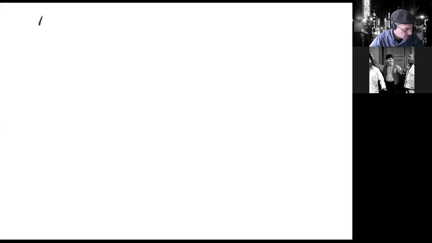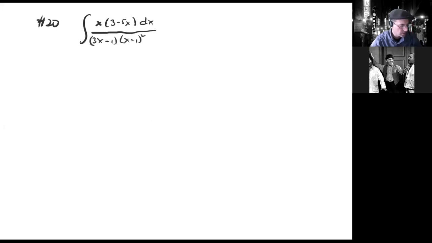Okay, the next problem is a bit more difficult. It's number 20 in that section, and it's the integral of x times (3 minus 5x) dx over (3x minus 1) times (x minus 1) squared. Okay, so we're going to need to do a partial fraction expansion.